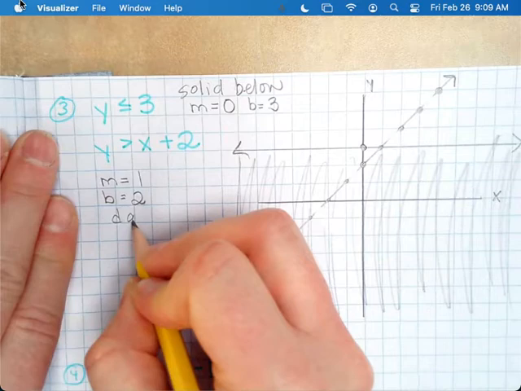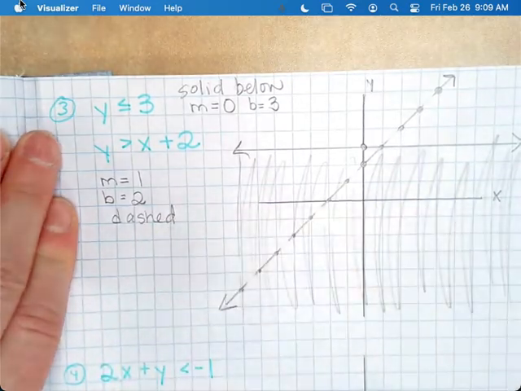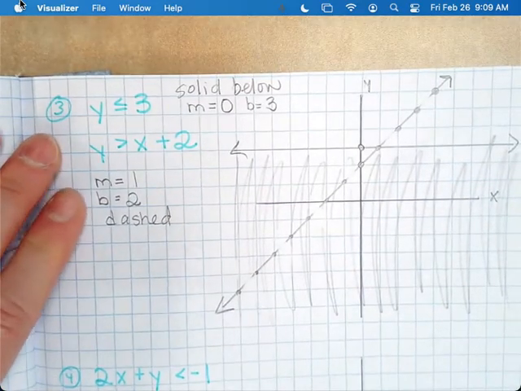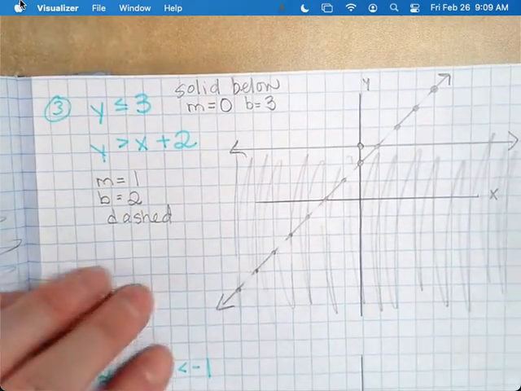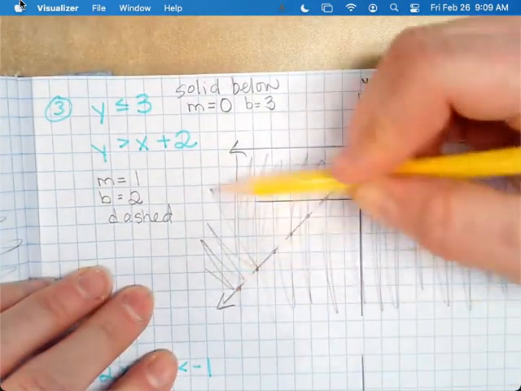So it's dashed. And which way are we going to shade? Above. So will that be more on the left or more on the right? Left.